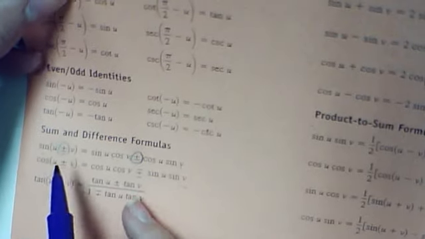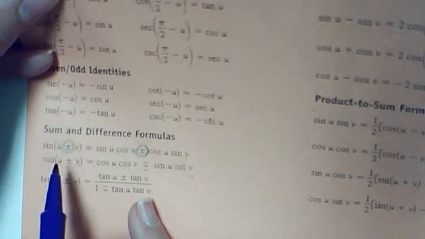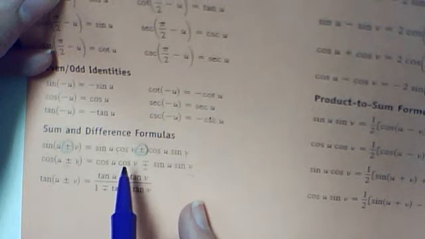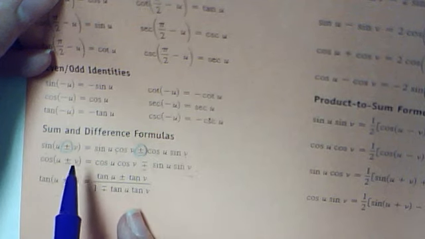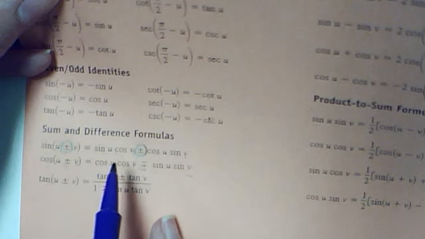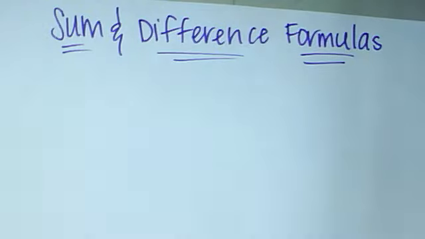On cosine, if it starts out as a cosine function, you're going to do u plus or minus v, so cosine of u plus v equals cosine u cosine v, and then minus comes first on this one, sine u sine v. If you were doing cosine u minus v, it'd be cosine u cosine v plus sine u sine v. Okay, let's look at some examples.